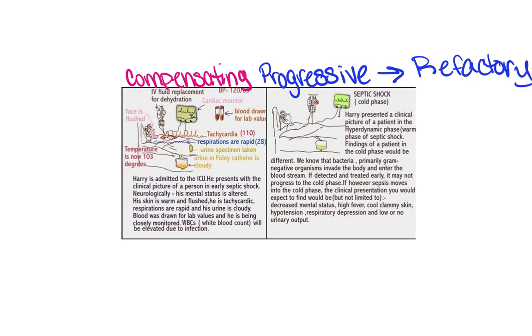So the cold phase. So now we're decompensating. We have decreased mental status. We have cool, clammy skin. We would still probably have a fever, hypotension, low respiratory drive. So it's going to be shallow and respiratory rate is going to be lower. We no longer are having urine output. So this is when it's going to be cold and progressive to refractory very quickly.